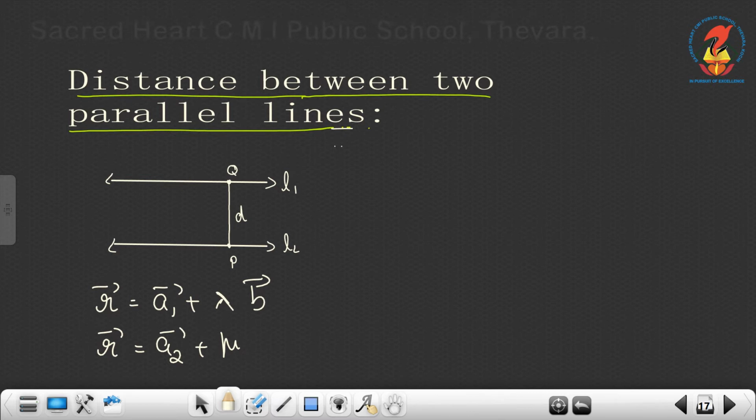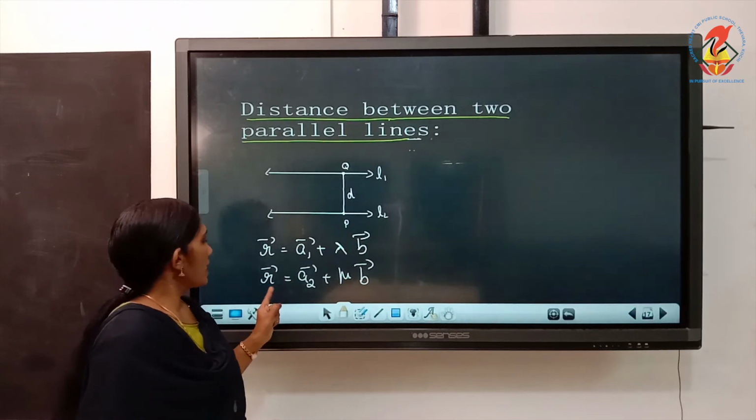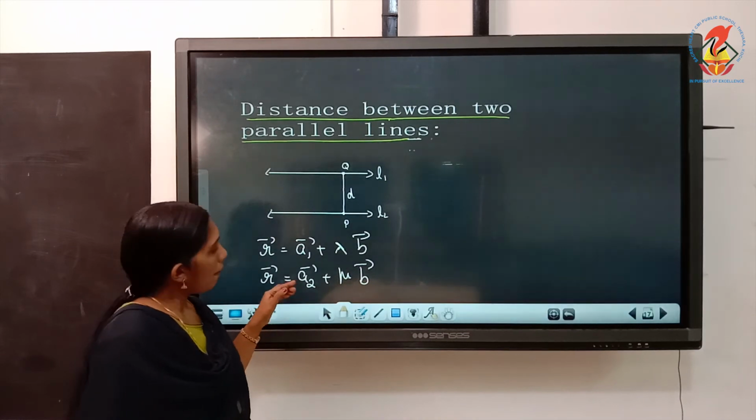So here mu into B. Now look, this is the line passing through the point whose position vector is vector A1 and parallel to vector B. Now the second line passes through the point whose position vector is vector A2 and is parallel to B.